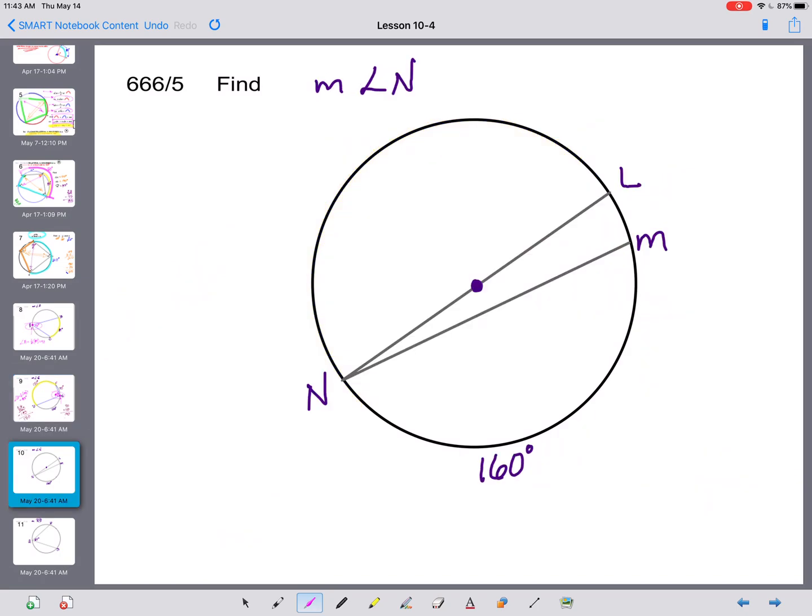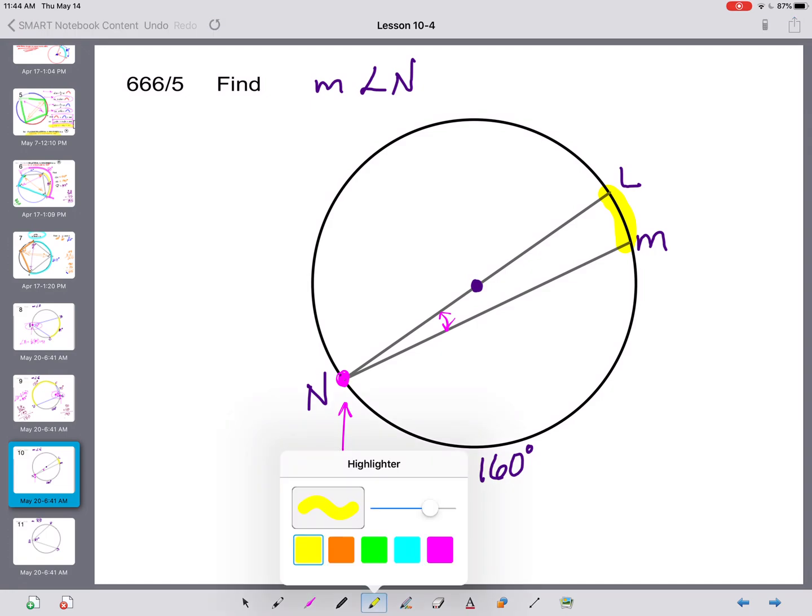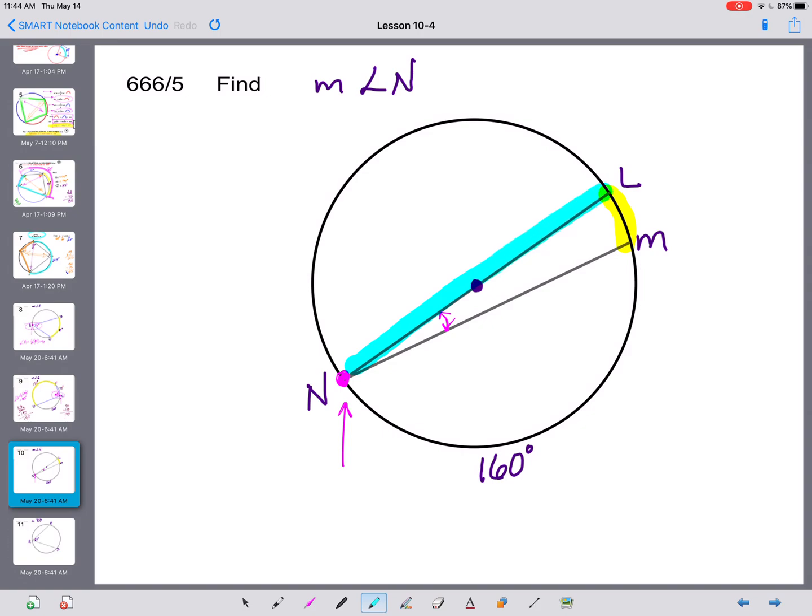Okay, here's the angle they want. Right there. Oh, yeah. It's an inscribed angle. There it is. Once again, it's half of the arc that it opens up to. Well, how do you find the arc on this one? The yellow arc. What kind of line segment is NL? It's the diameter.